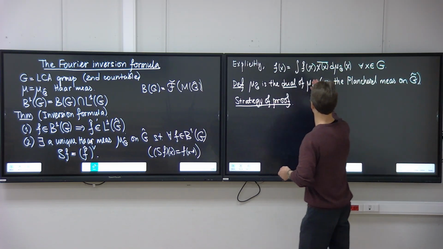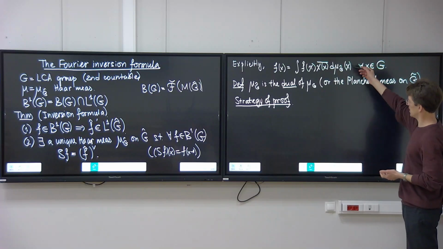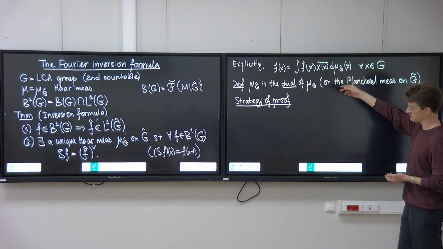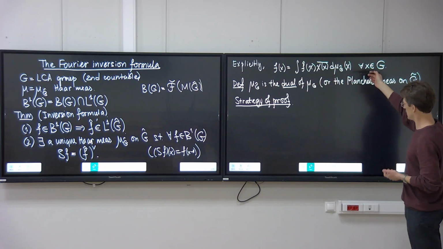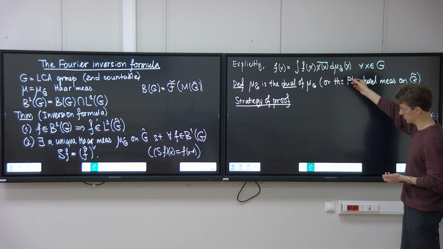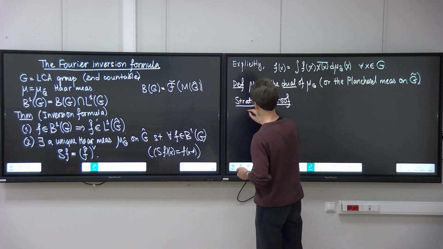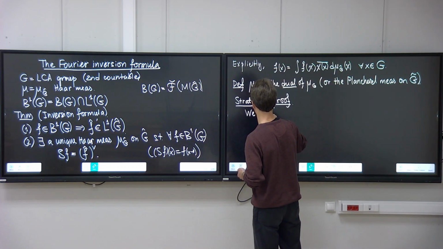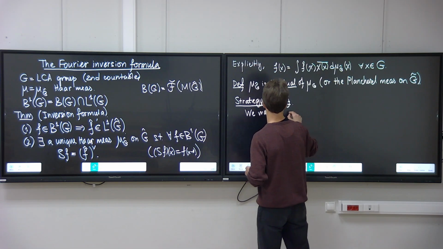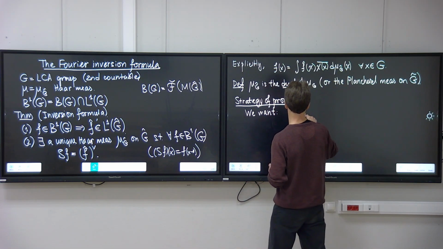So let's look at this formula once again. If we want mu G hat to satisfy this formula, then in particular, this formula has to be satisfied at the identity of the group. So we want to construct mu G hat in such a way that the following relation holds.